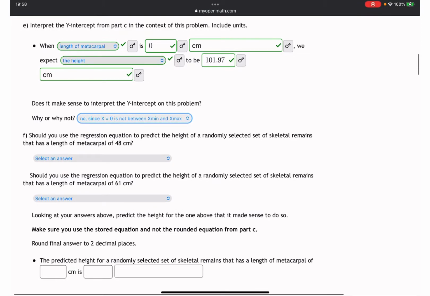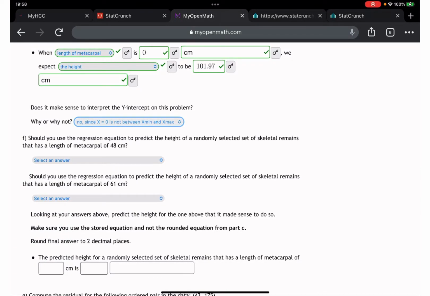Moving to F. Should you use a regression equation to predict the height of a randomly selected set of skeletal remains that has a length of metacarpal of 48? To be able to make more sense of this regression equation and everything I'm doing, I'm going to place the video of the lecture under the video link of this homework. Or you can also watch the video in your module here. All right, module 3.